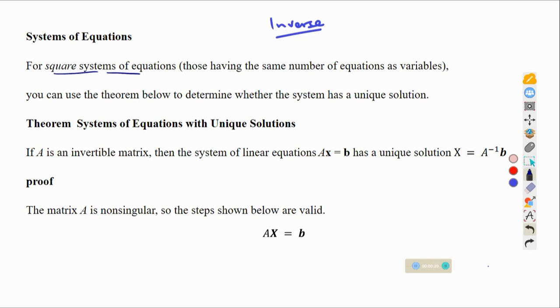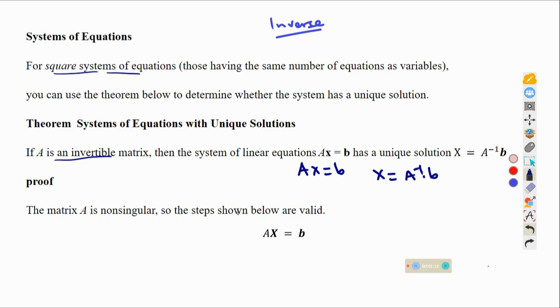In other words, we are to consider the equations in which we have the same number of equations as the variables. Now let us consider this theorem. So we are saying the theorem is for the system of equations with unique solutions. And we shall say if A is an invertible matrix, then the system of linear equations, which is in the form of AX equaling to B, will have this unique solution, and that solution will be given as A inverse times B.